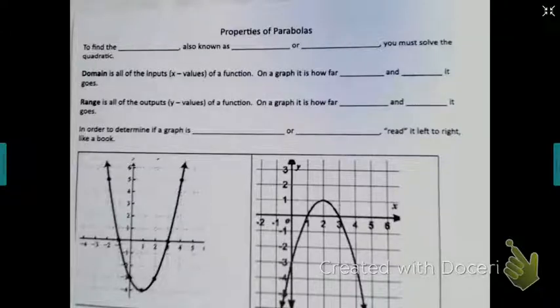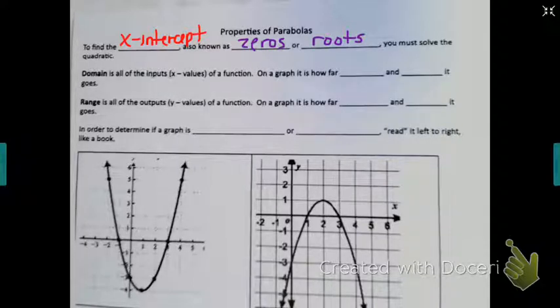It says to find the blank. So we're just going to say x-intercepts, also known as zeros or roots or solutions as well. We've talked about it being called solutions.